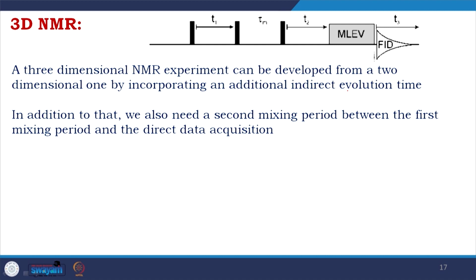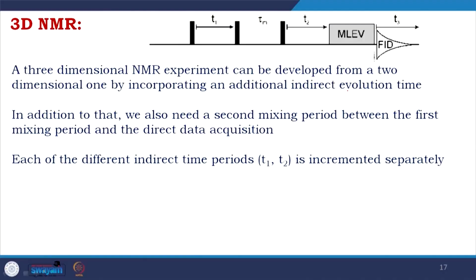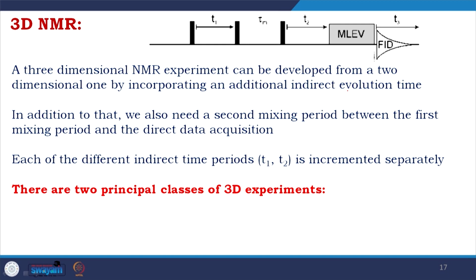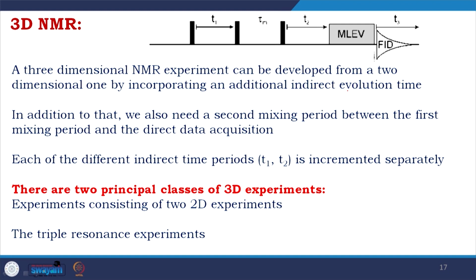So, we talked about 1D NMR, we talked about 2D NMR and we are now talking about 3D NMR. It is the same thing as you understand from here, how we take 1D, make it 2D and then make 2D to 3D, and then we continue in that way to higher dimensions. But 1D, 2D and 3D are the most common practice. Each of the different indirect time periods, t1 and t2, is incremented separately. There are two principal classes of 3D experiments. One, experiments consisting of two 2D experiments merging their results, and the other, the triple resonance experiment.